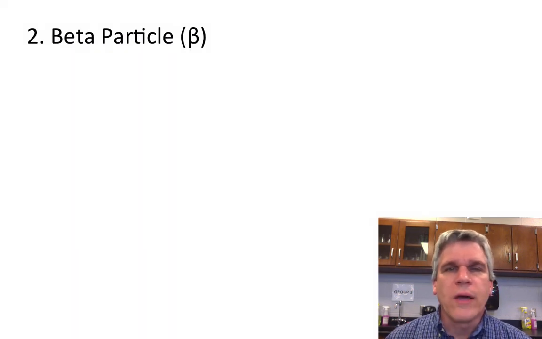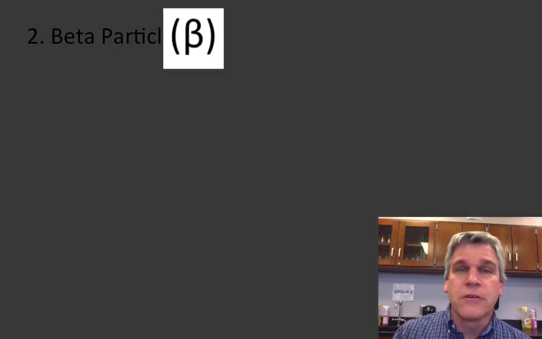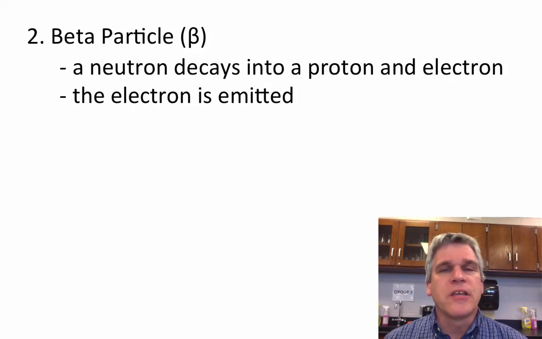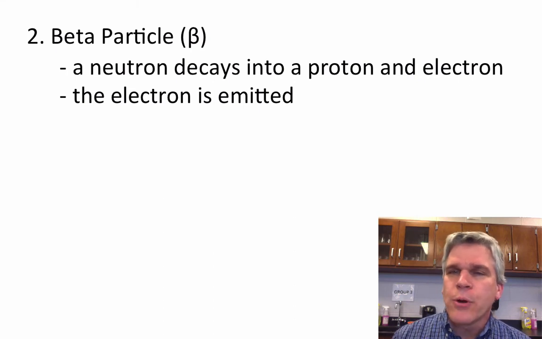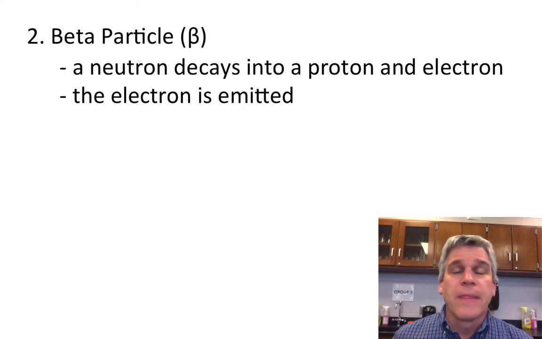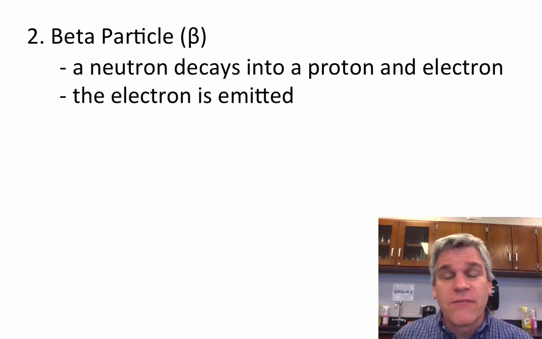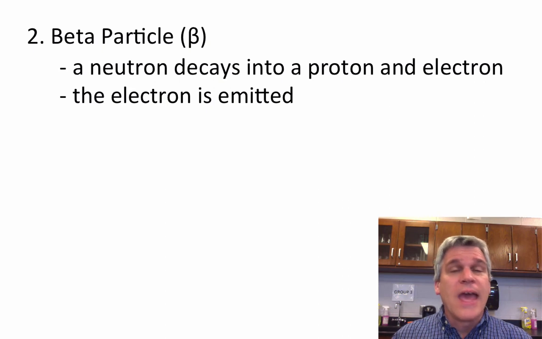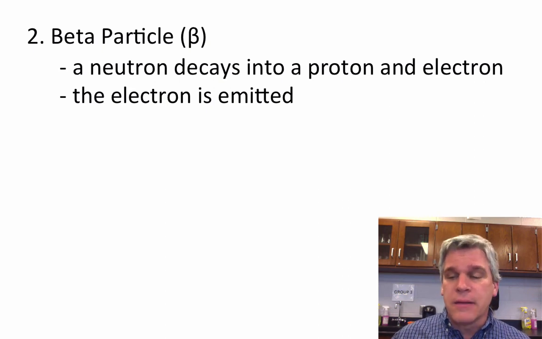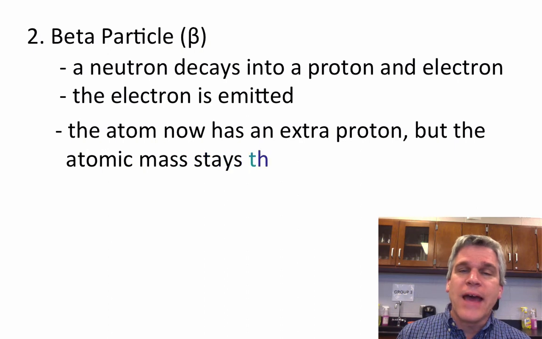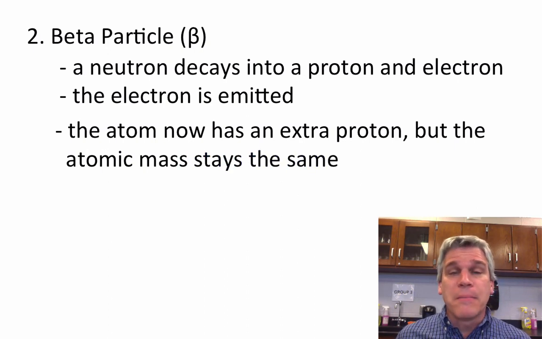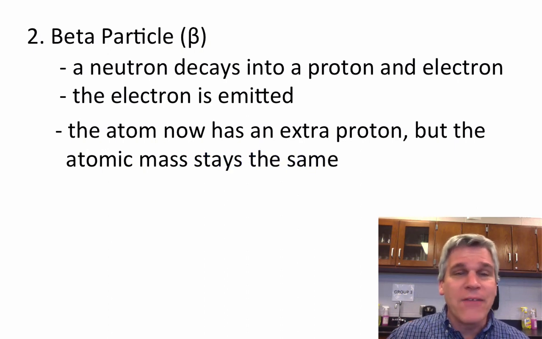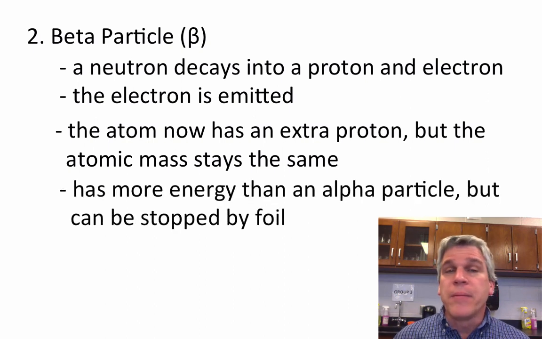Another type of radiation is the beta particle. There we can see the Greek beta sign. A beta particle is a neutron that decays into a proton and an electron. Now remember, that's really what a neutron is. It's just a little proton, and flying around it is its own electron. And the electron will be emitted, which means that the atom now gains an extra proton, but the mass stays the same because the electron doesn't really have much mass. The beta particle does have a little bit more energy than an alpha particle, but it can simply be stopped by a little bit of foil.